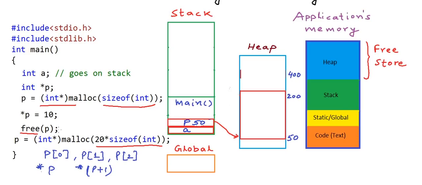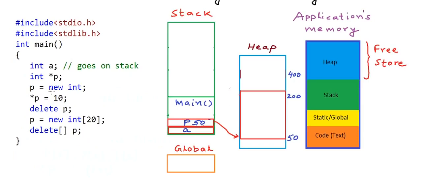Instead of using these two functions, malloc and free, we will use two operators, new and delete, and write our code something like this. So instead of using malloc, we are using the new operator here, and instead of using free, we are using delete here. If we want to allocate an array, we use something like this, where we put the size in brackets here, and if we want to free an array, we use this particular operator, delete and one bracket.